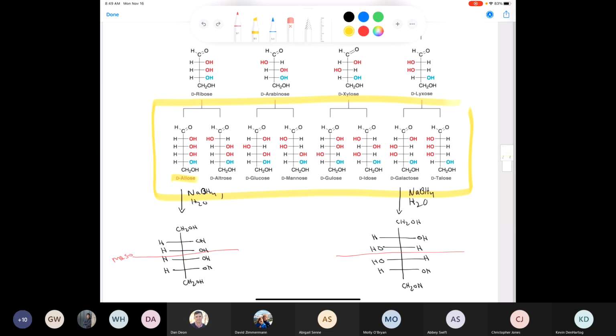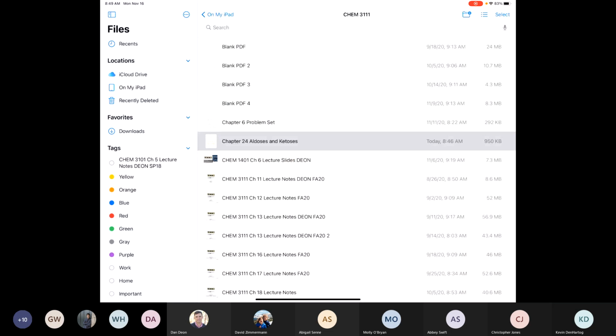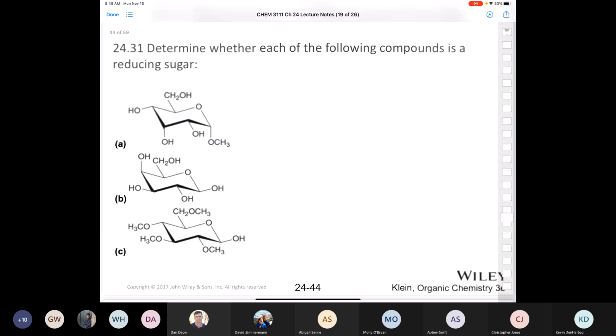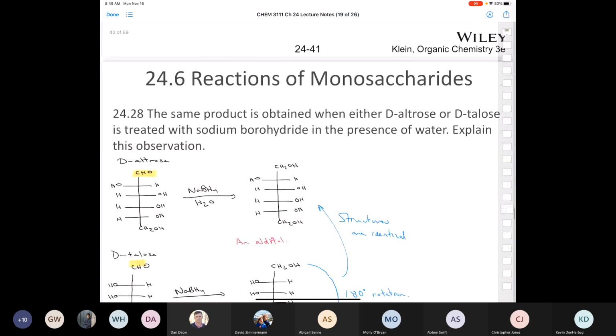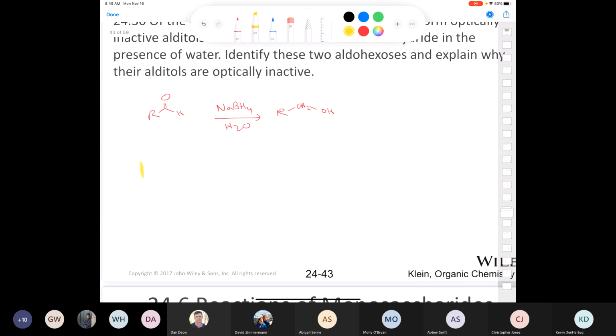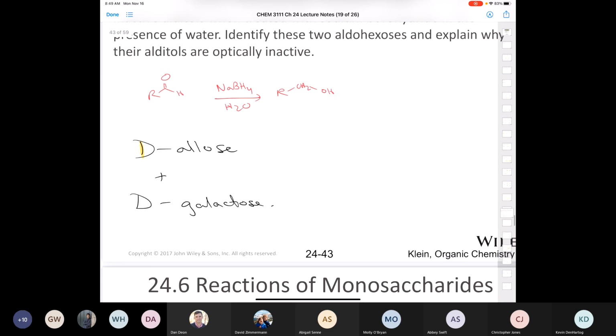And so the answer is D-galactose and D-allose. So let's just go back to the slides and I'll just pencil that in. So the answer was D-allose and D-galactose. There we have it, folks. All right.